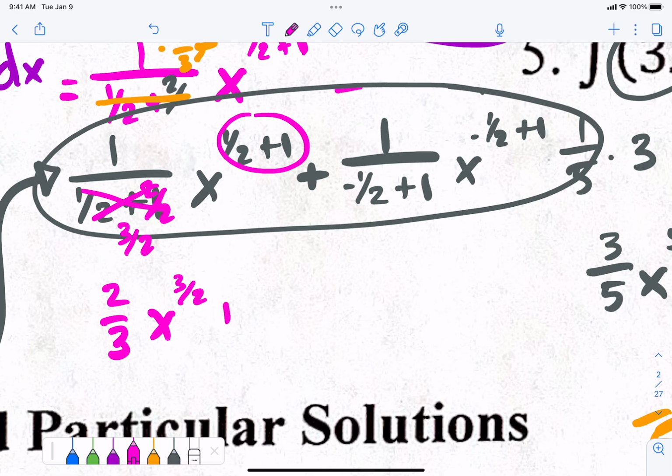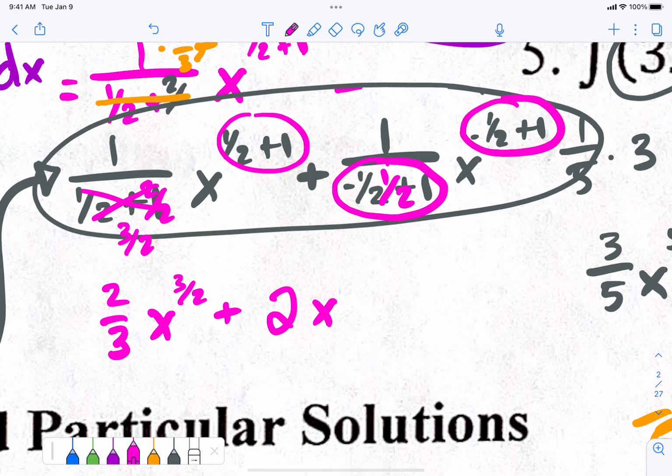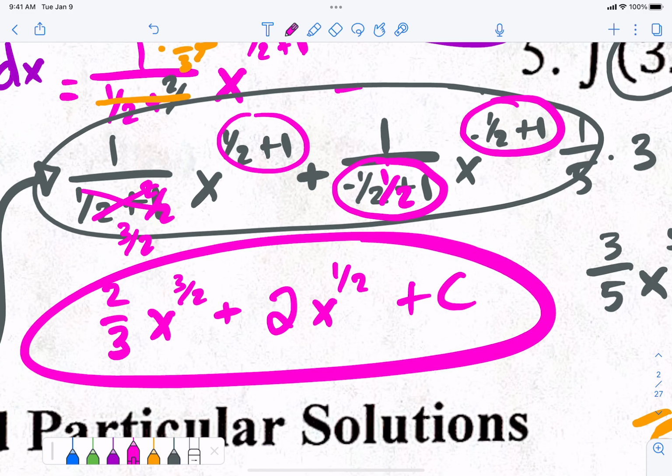All right, plus, what's negative 1/2 plus 1? Positive 1/2. What's 1 divided by 1/2? 2. X to the, what's negative 1/2 plus 1? 1/2. And we're going to go plus c, and we're not going to switch them back. We're going to leave them like that, okay?